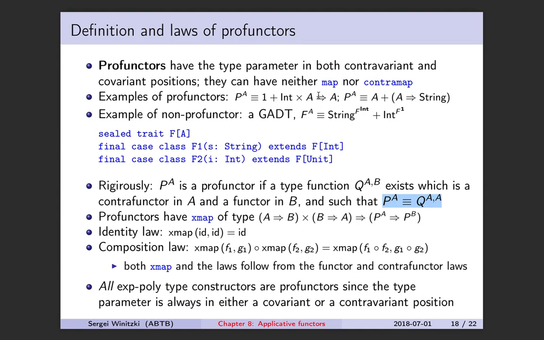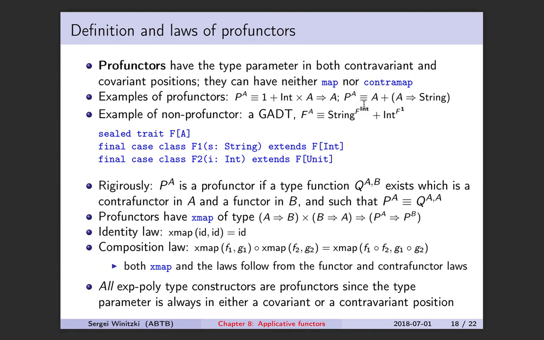So obviously we can do this here. We can say, well, this is going to be A and this is going to be B in the Q. So we define Q of AB like this. So Q is 1 plus int times A going to B. And here we put B because this is covariant, and here A because this is contravariant. So that will become the Q that corresponds to the P.